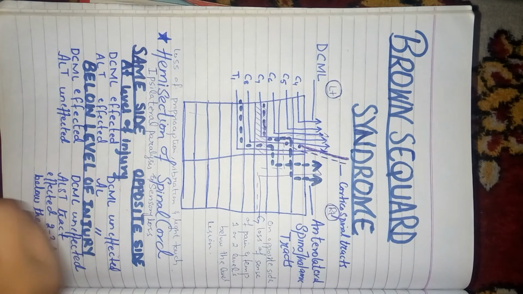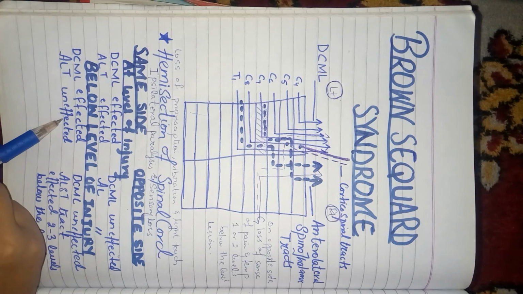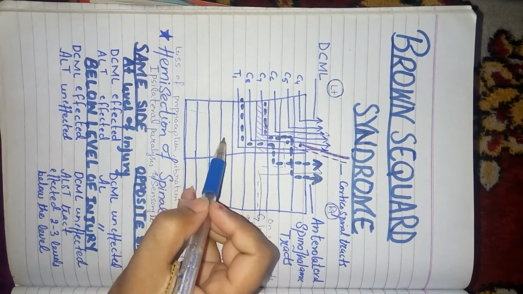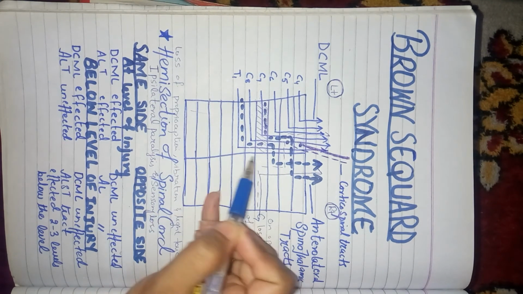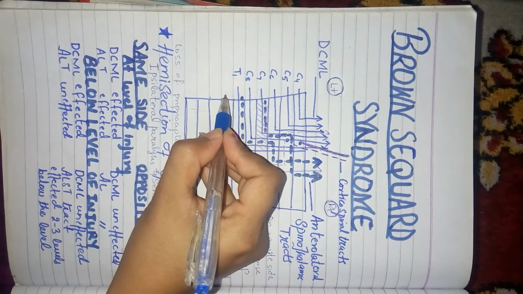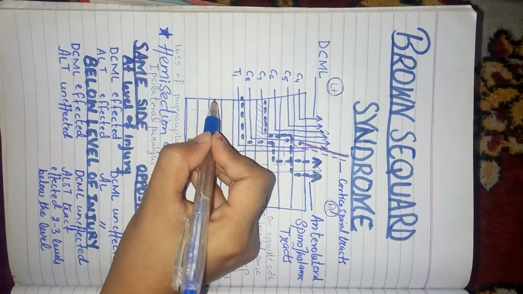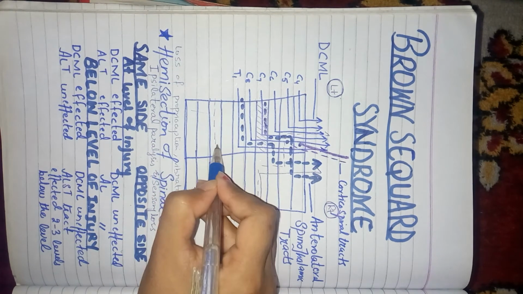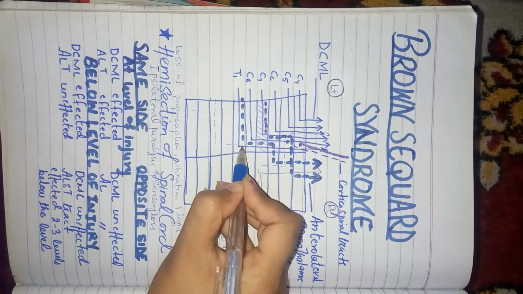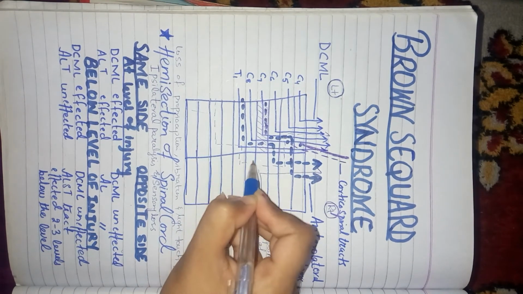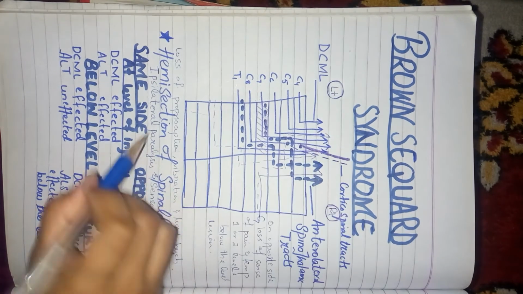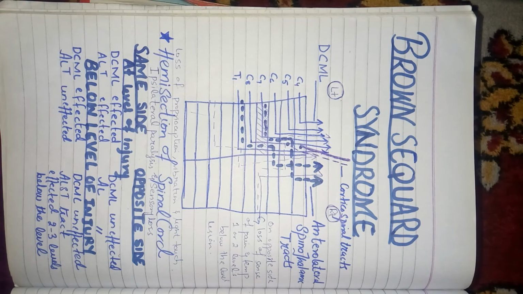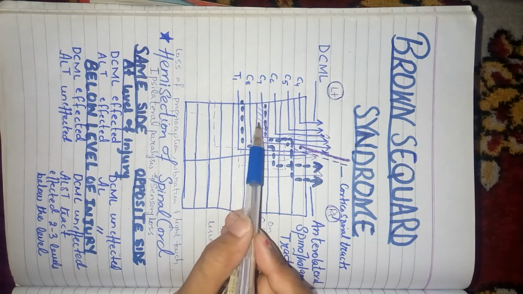Okay, now what will happen to the anterolateral spinothalamic tract? They will be unaffected because they will enter on the side. For example, if this is for T3, this is the anterolateral spinothalamic tract. It will enter, it will ascend 2 to 3 levels, and then it will cross and travel upward. So the anterolateral spinothalamic tract below the level of lesion will be unaffected, but this will happen 1 to 2 levels below the level of lesion.